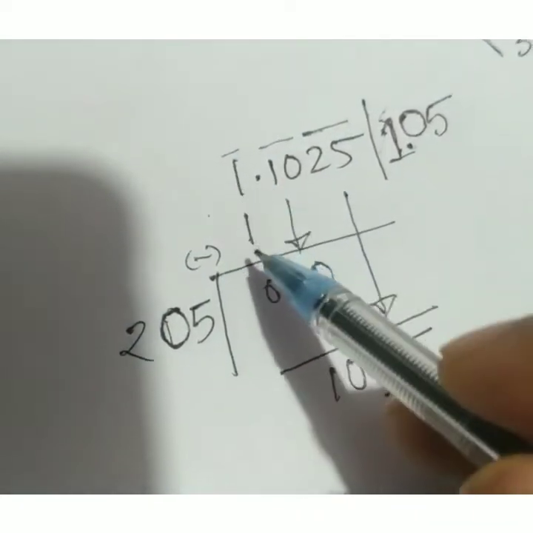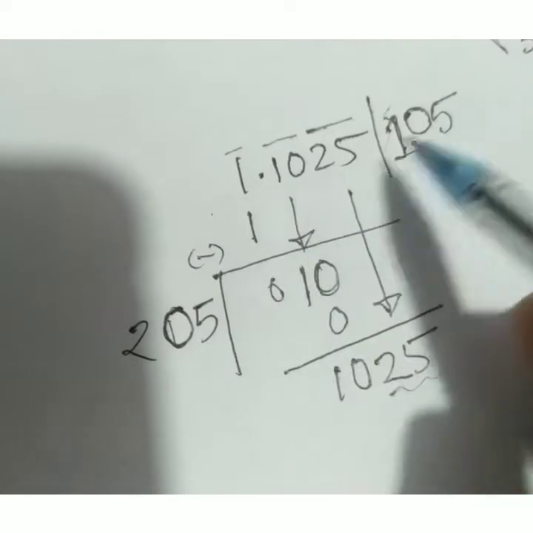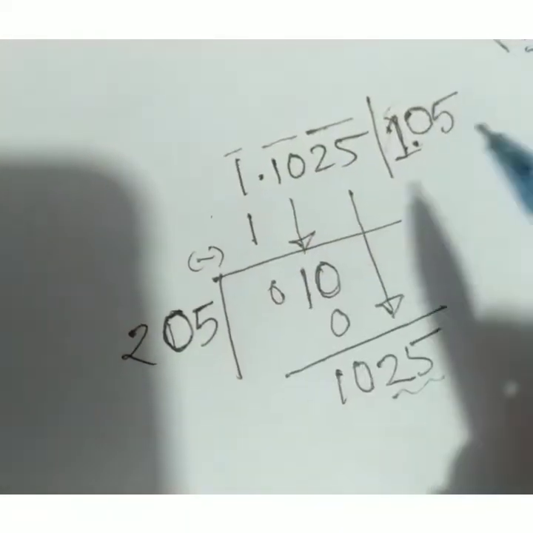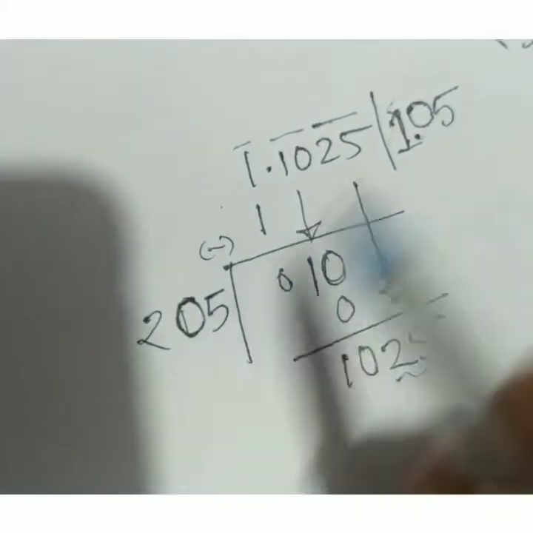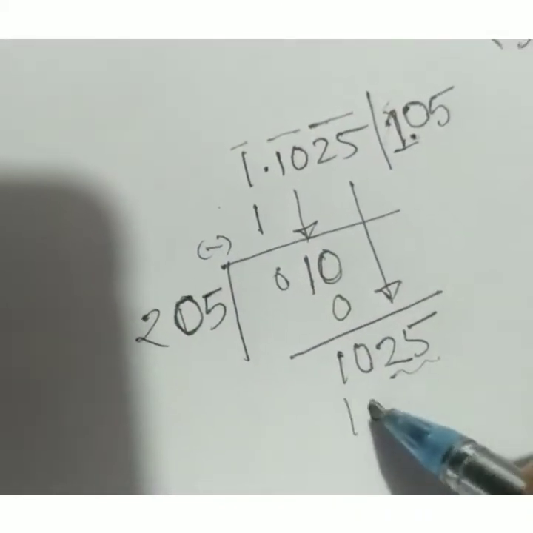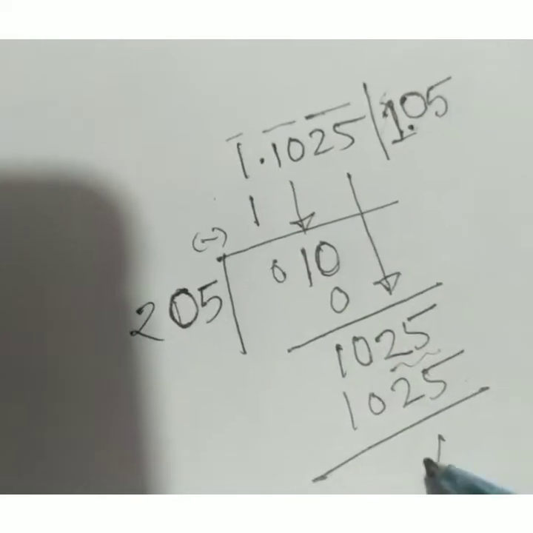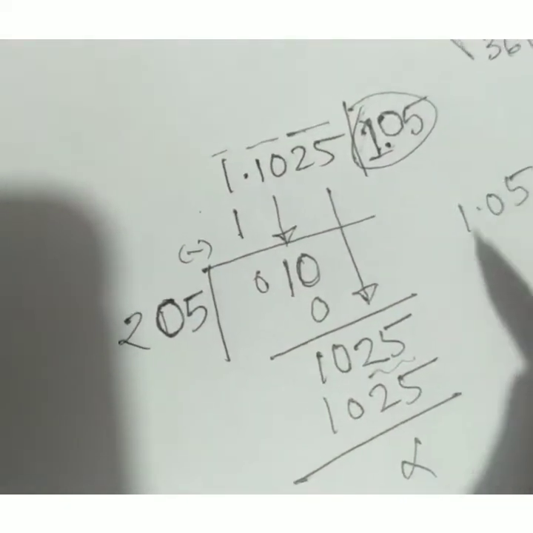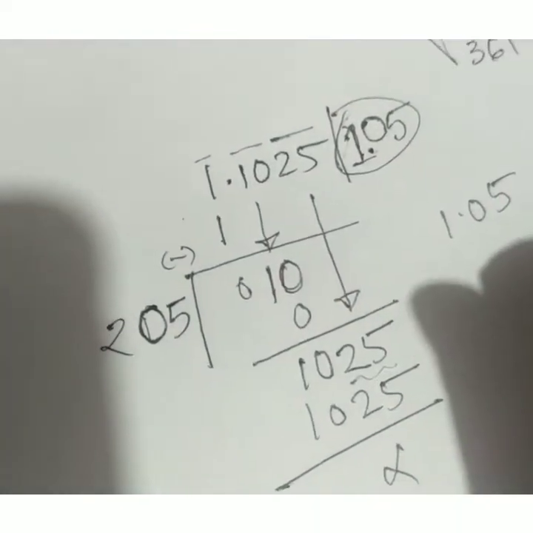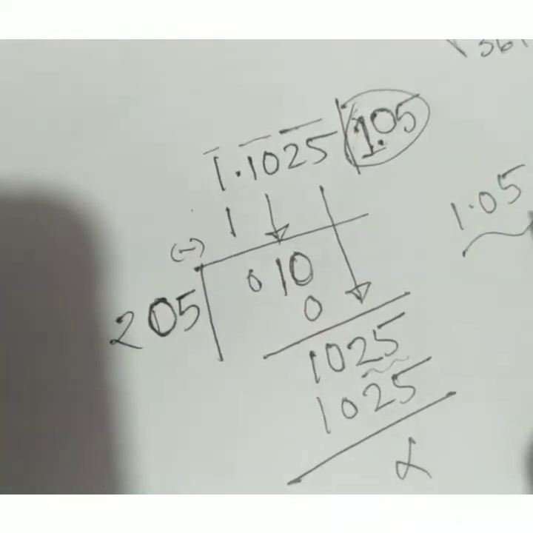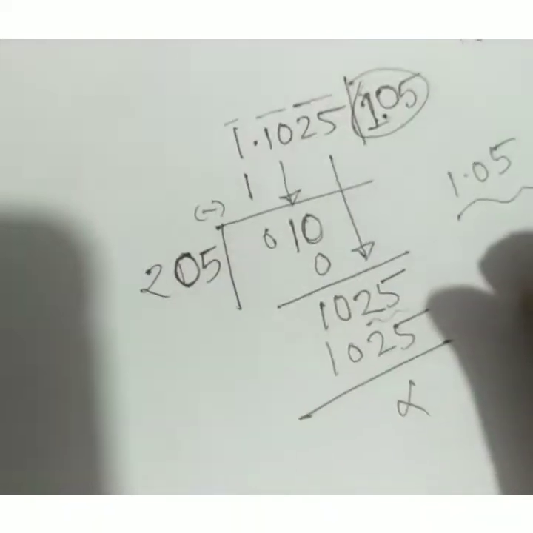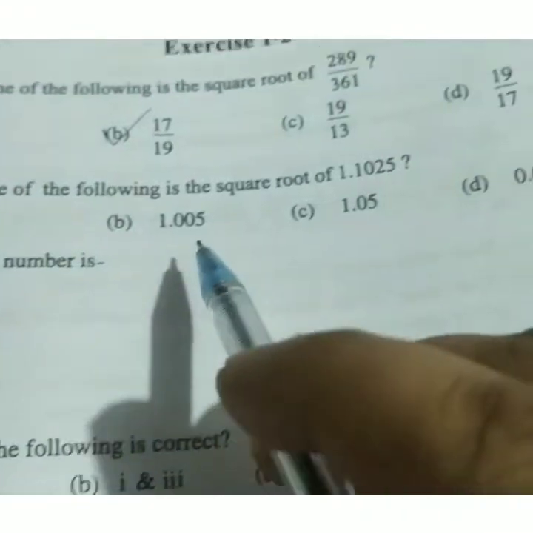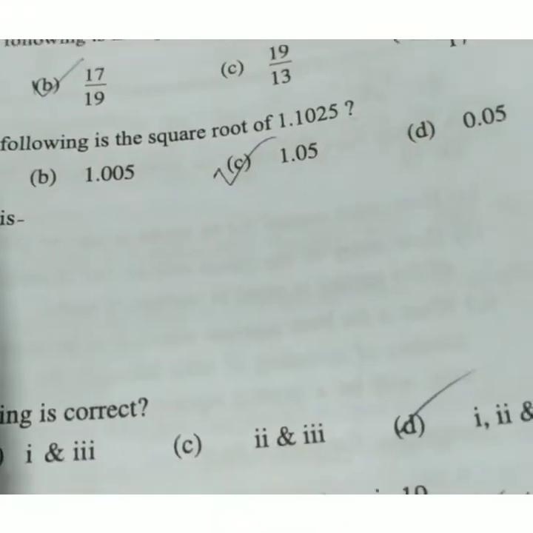Okay, after putting 1 ones are 1, I need to put the decimal, then I can place the 10 down over here. So 205 into 5 is actually 1025. So my required square root is 1.05. I'm sure if you have done exercise 1.1 and 1.2, this must be quite easy for you because you have already practiced a lot of problems related to this. So the answer is 1.05. So over here C is the answer.